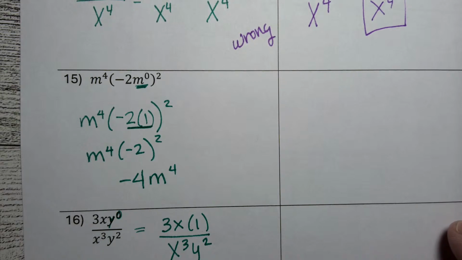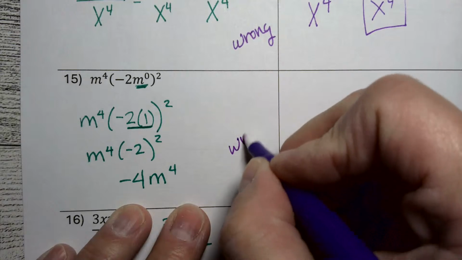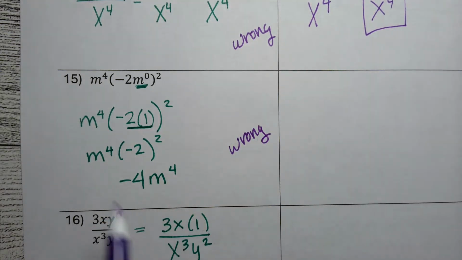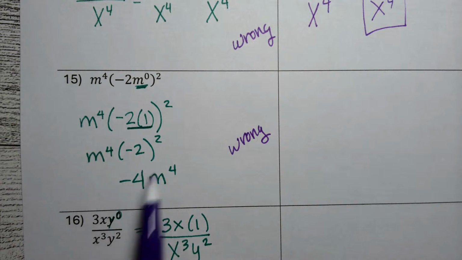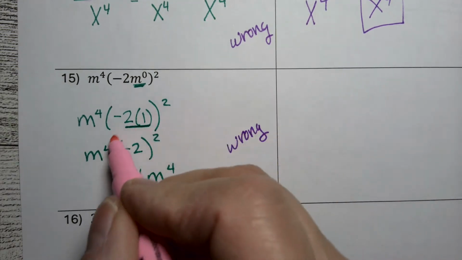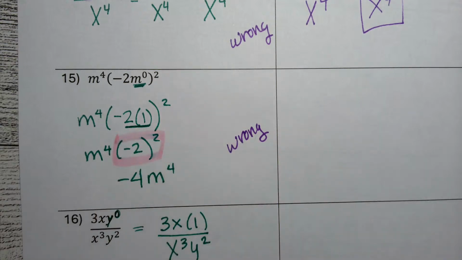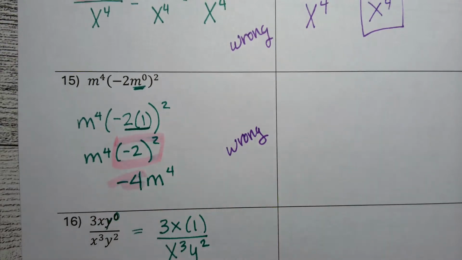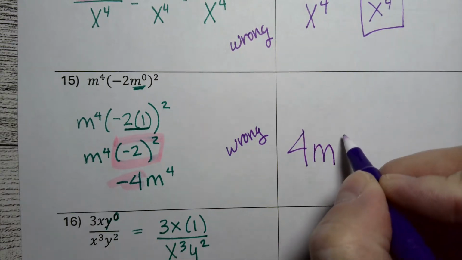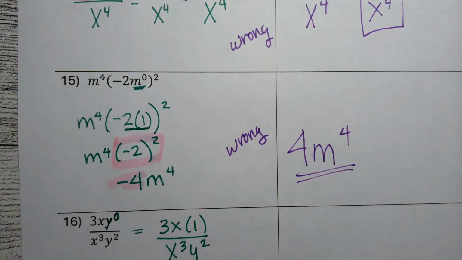All right, number 15. This is also an incorrect answer. And everything looked fine. She did everything correctly right up to this point, and we talked about that already, right up to right here. So this is the error. When you square -2, or you square any negative number, the answer is positive. So the correct answer is 4m to the 4th. So their work was good right up to the end.